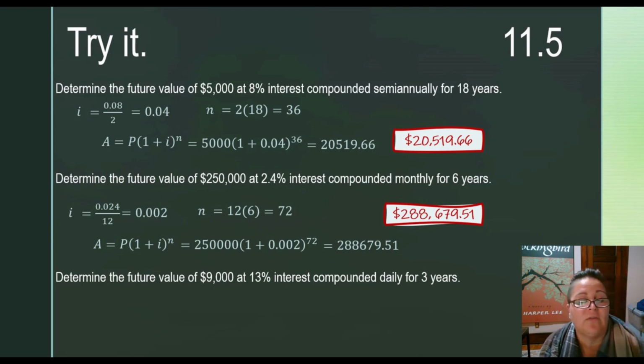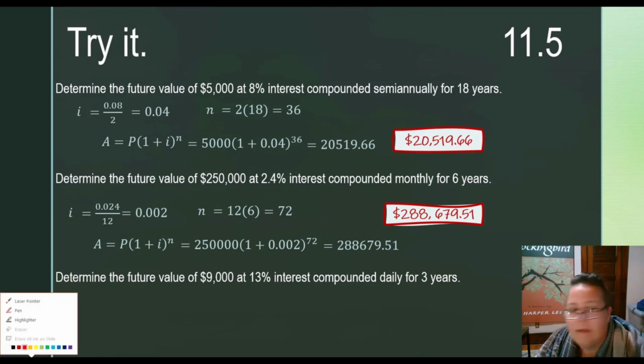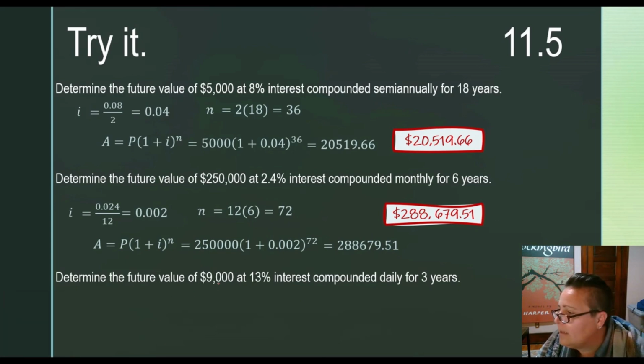Lastly, we have the future value of $9,000 at 13% interest compounded daily for 3 years. Okay, we're going to get a huge number here because 13%, no, that should be 1.3. That should be 1.3% interest. Hold on, let me fix that. We're going to put a decimal point there, and then I'm going to fix it later. Pen, decimal point, 1.3% interest. Why? Because nobody gets 13%. Nobody. All right, done.